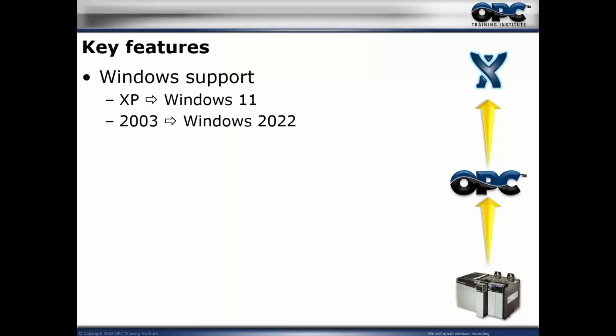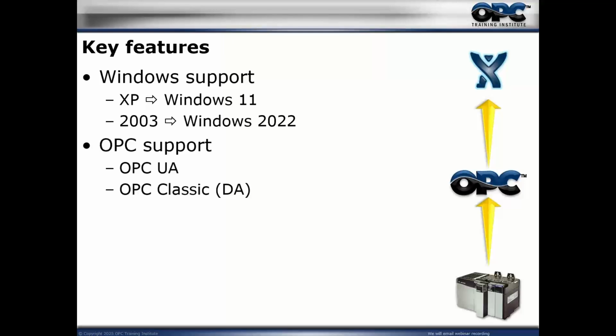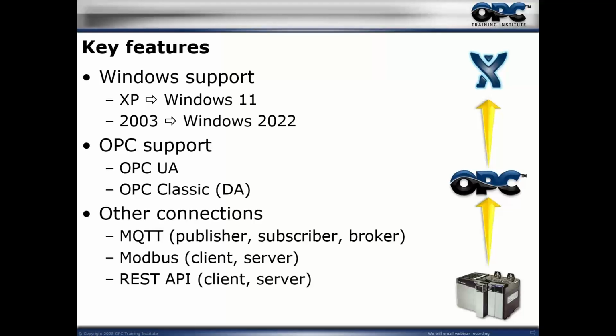For those of you asking about Linux and non-Windows operating systems, you can actually get OPC data on those systems as well, and OPC Expert helps you with that using REST API and web services. We have another webinar on that. As far as OPC support, there's OPC UA, so you get OPC UA DA, HA, and A and C. Also for OPC Classic, there's OPC DA, OPC HDA, and OPC Alarms and Events, A&E. And of course, there are other connections like MQTT, Modbus, and REST API, so they're all in there.